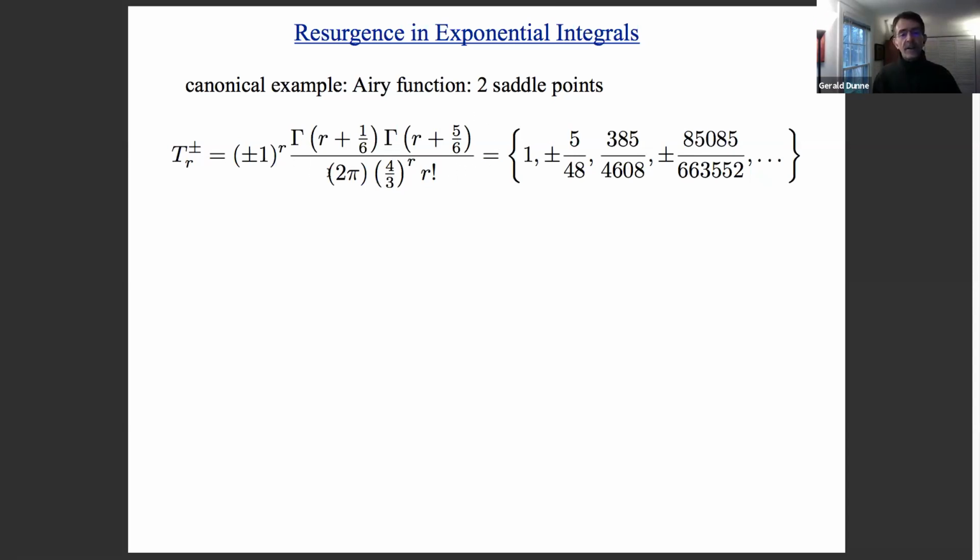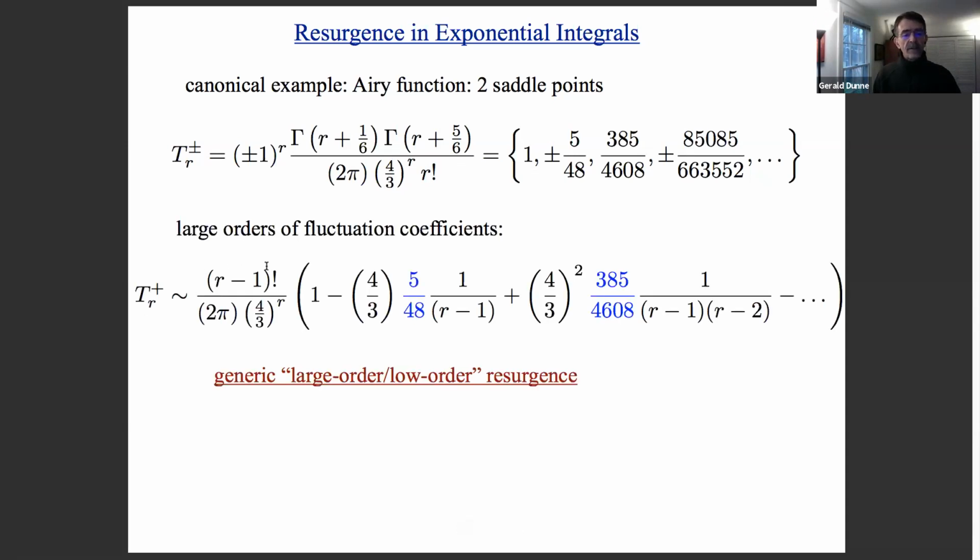But now it's easy to expand this at large r. And indeed, there's this (r-1)!, there's this (4/3)^r. But if you organize it in terms of (r-1)!, (r-2)!, (r-3)!, with these factors of the action difference, the resulting coefficients are just the low order terms of the other guy. Okay? So that's what that previous expression meant. And I invite you to pick at random your favorite special function and just check this. It's easy to look these things up in a table of integrals and then just do the appropriate expansion.